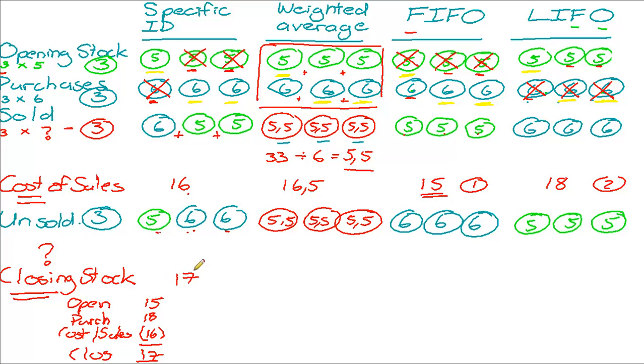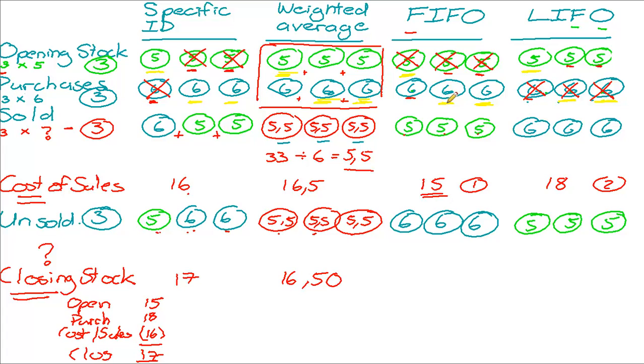Alright, so that was the specific identification method. The actual pies left are valued at the actual cost of those pies. Now under the weighted average method, again these are our actual pies left, but we're not going to value it at 5, 6 and 6. We're going to value it at the weighted average price. So we've got 3 pies unsold at 5 Rand 50 each, so that's going to give me 16 Rand 50.